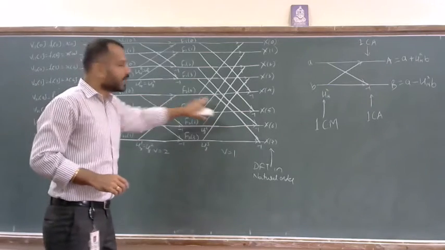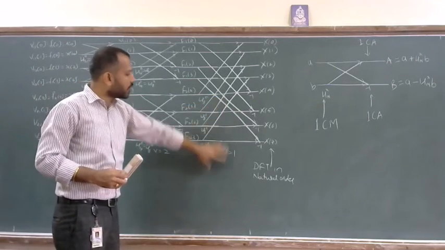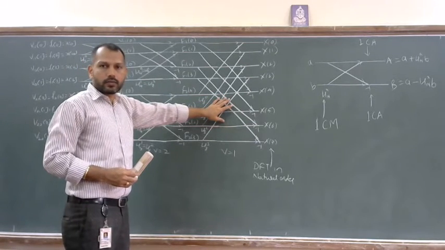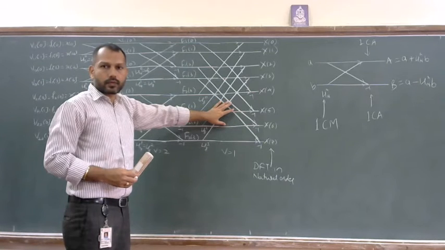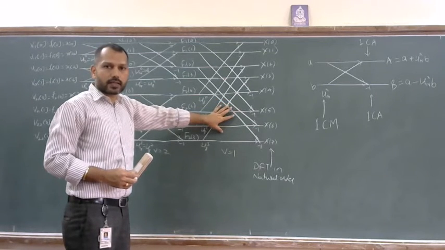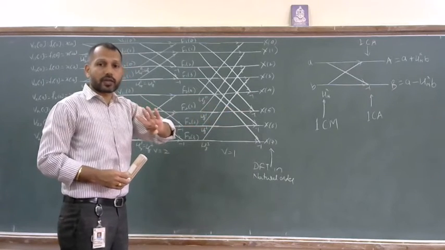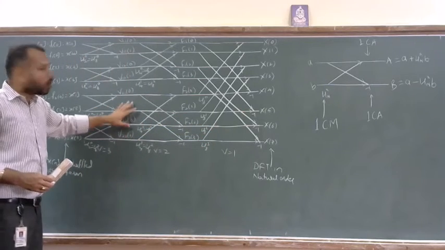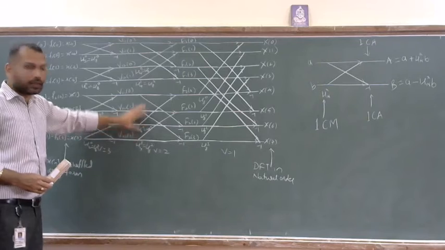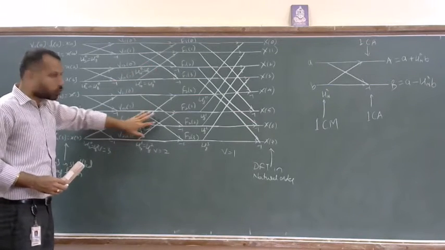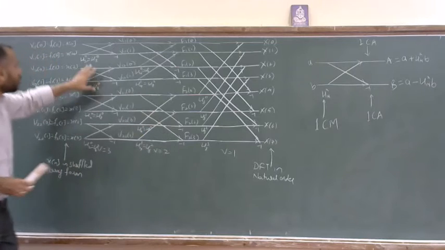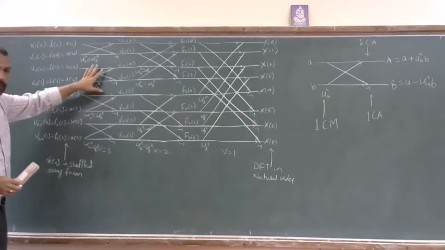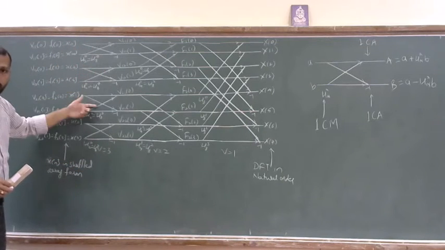Now observe each stage. How many butterfly structures are there in stage 1? There are 4 individual butterfly structures which are overlapped. In the second stage, how many butterfly structures are here? There are 2 butterflies here and 2 butterfly structures here. And how many butterfly structures are present in the third stage? There are 4 individual butterfly structures.